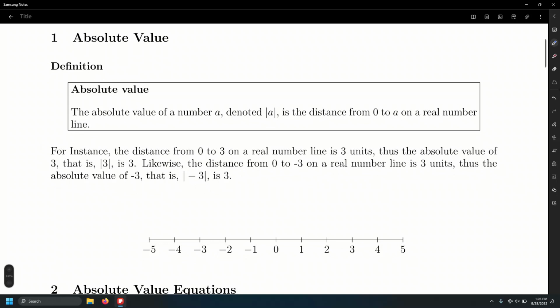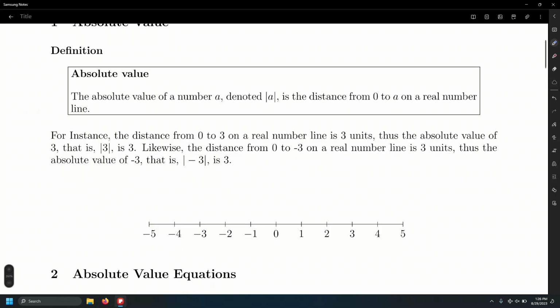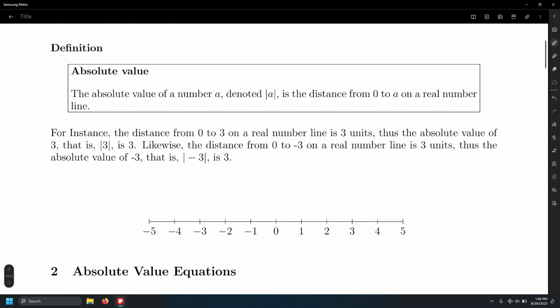So number one, absolute value. The absolute value of a number A, which is denoted with these vertical bars around it, is the distance from 0 to a real number. That's why the result is always positive. For example, if this is 0 right here, I'm going to go 1, 2, 3 steps to the right. Even if I move to the left, that's 1, 2, 3 steps, but I'm not moving negative 3 steps. I'm still moving a positive number of steps.